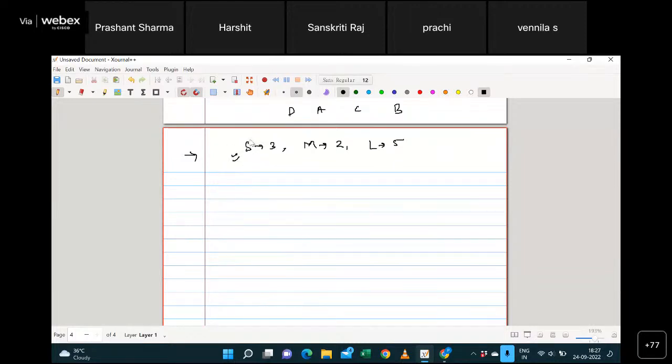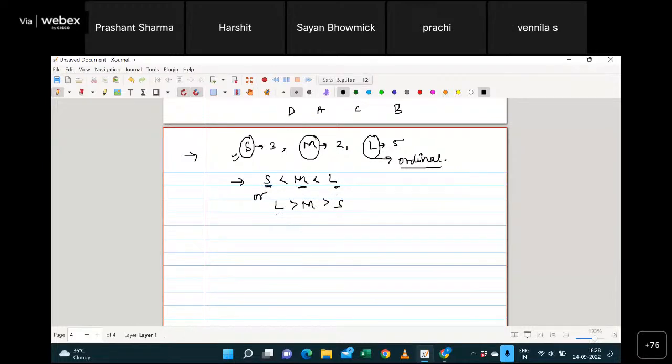Now, if you see this category, small, medium and large, is it nominal or ordinal? Ordinal, right? So when we draw the bar chart, the order of the data must be preserved. It means the bar of the small will be first, then medium, then large, or I can do large, medium, small. But order should be preserved between the categories. That is the fundamental: if my data is ordinal, then the bar chart must preserve the order.